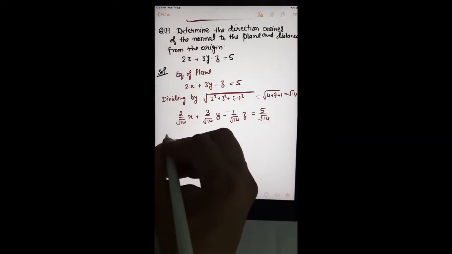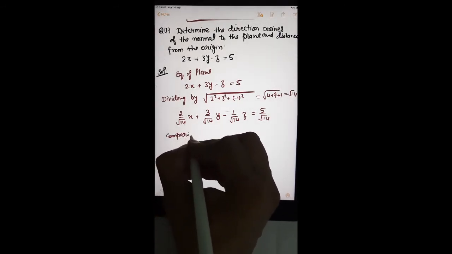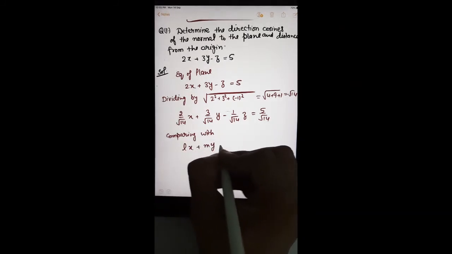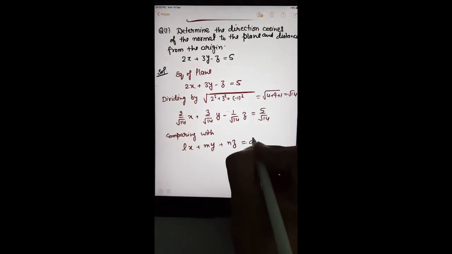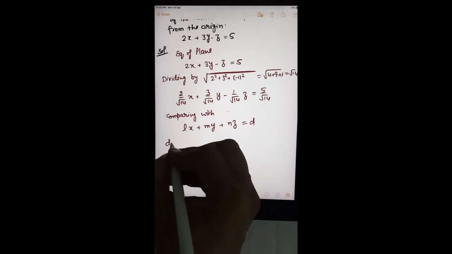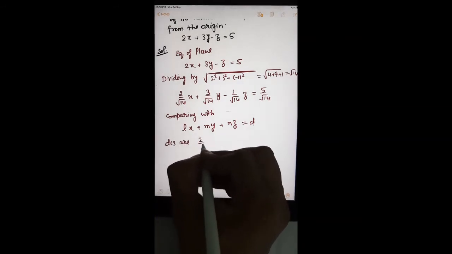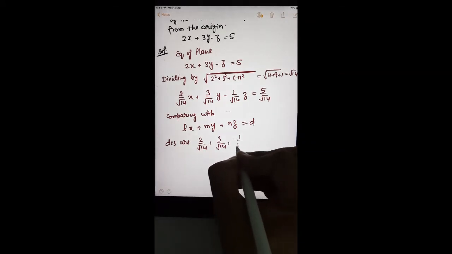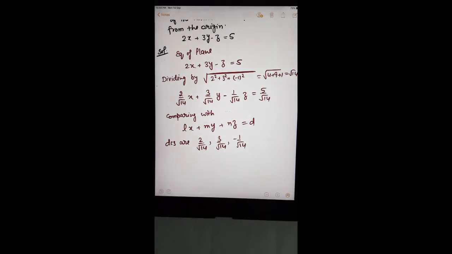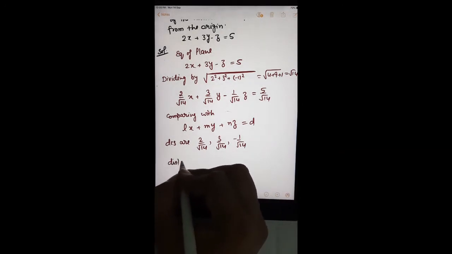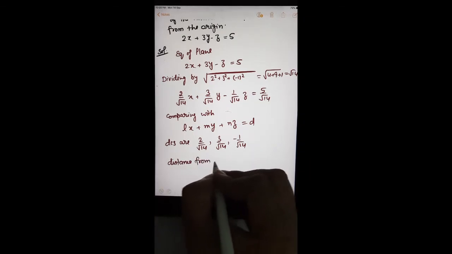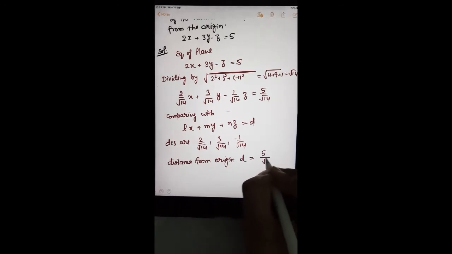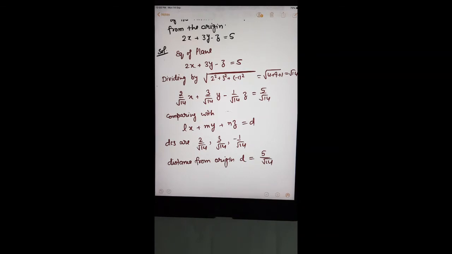So compare with the general equation, that is lx plus my plus nz equals d, we can find the direction cosines are 2 upon under root 14, 3 upon under root 14 and minus 1 upon under root 14, and the distance of the plane from the origin, that is d, is equal to 5 upon under root 14. So in this way we can solve the question.